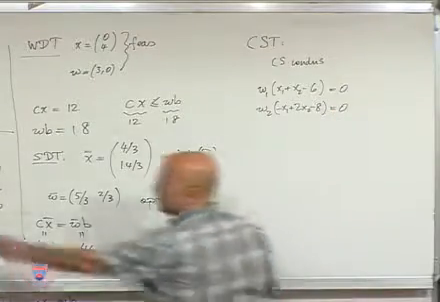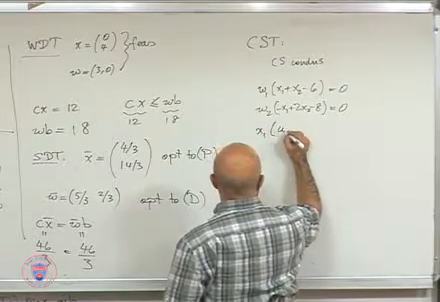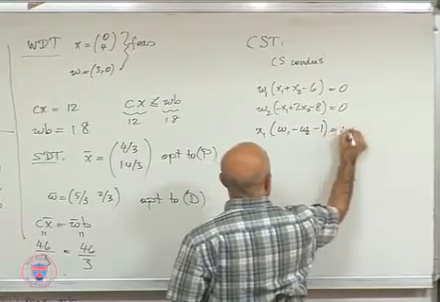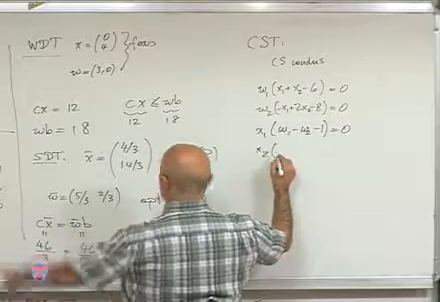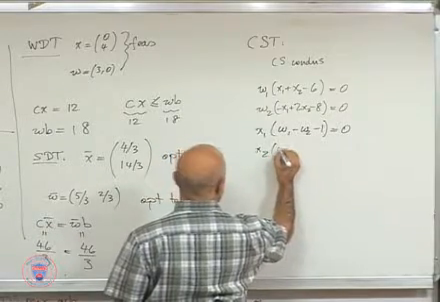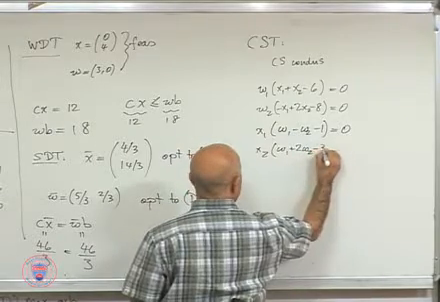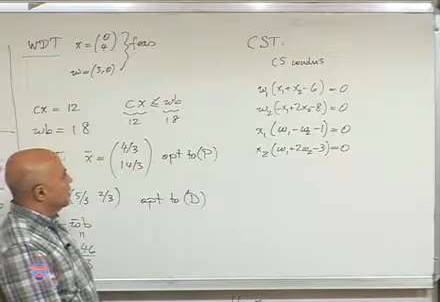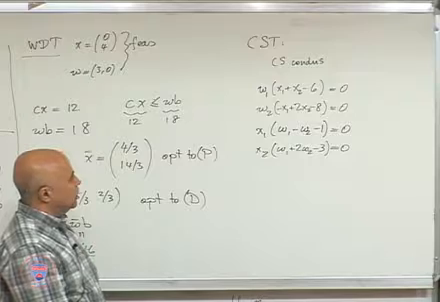The next condition is x1 times (W1 minus W2 minus 1) equals 0. And x2 times (W1 plus 2W2 minus 3) is equal to 0. Okay, so these are the conditions.